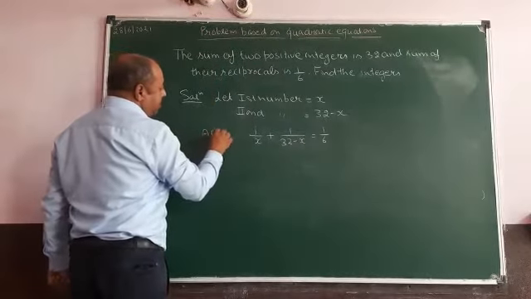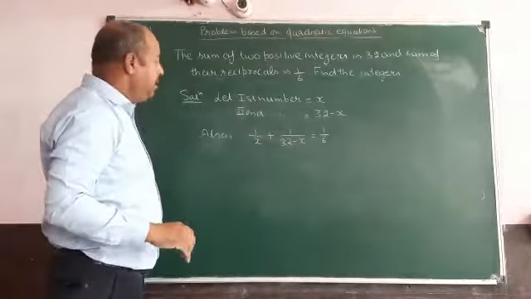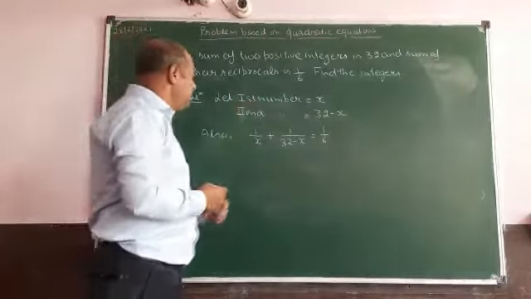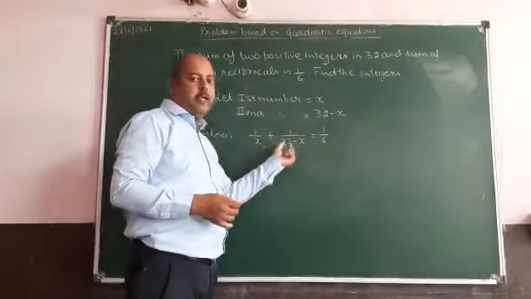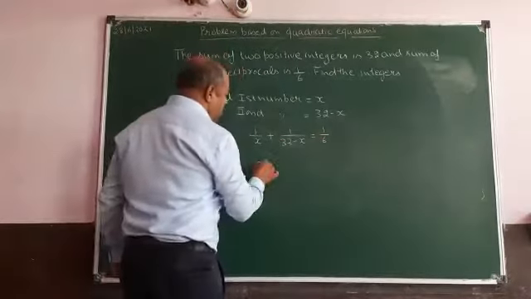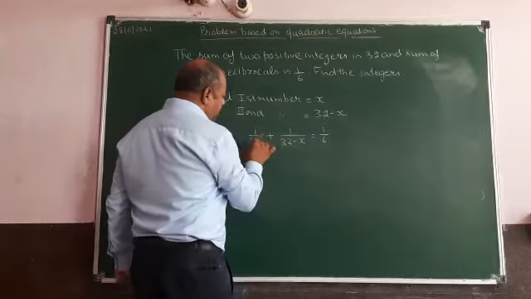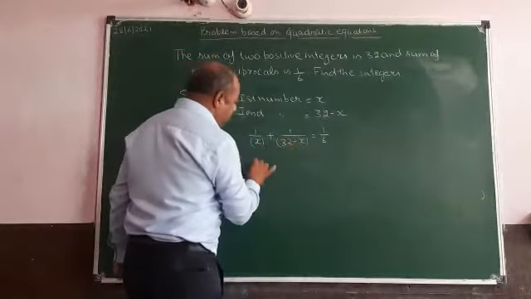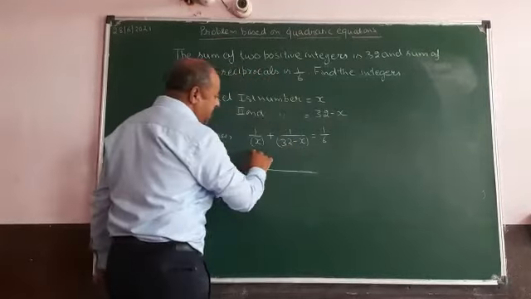Okay? So this is there. Now we have to solve this equation. The best method to solve this equation is to first solve this part, and then we will introduce this also. So how to solve? Because both the values are different, this is x, this is 32 minus x. The method is the cross multiplication method in this.